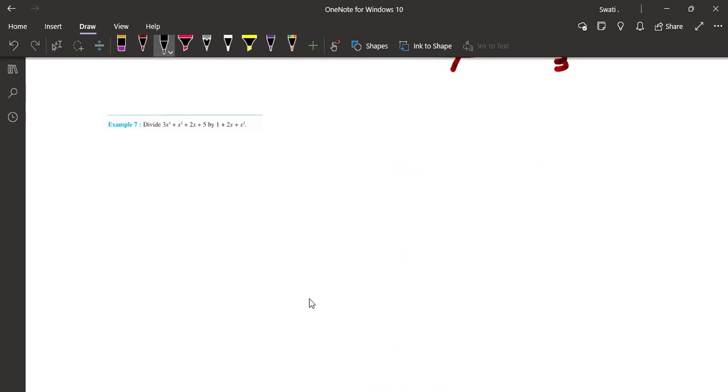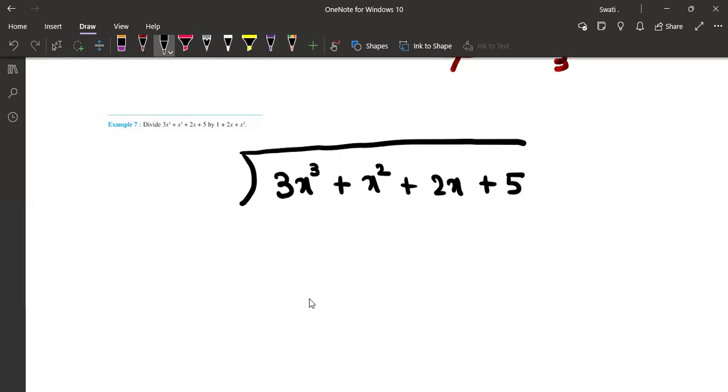So I would suggest one thing, Manya, that always first arrange the polynomial in the decreasing order of the degree, right? So here you can see that it is already arranged in decreasing order, 3x cubed plus x squared. So first you have the degree 3, then the degree 2, then the degree 1, and then no degree, like 0. And here you can see our divisor is written 1 plus 2x plus x squared. So you'll just write x squared first, then 2x, and then 1. That's it. Is it clear? You just have to arrange it in descending order of the degree.